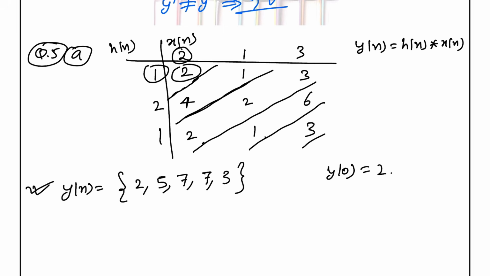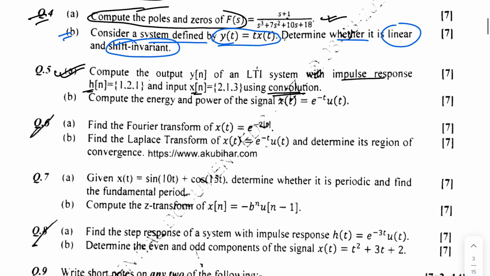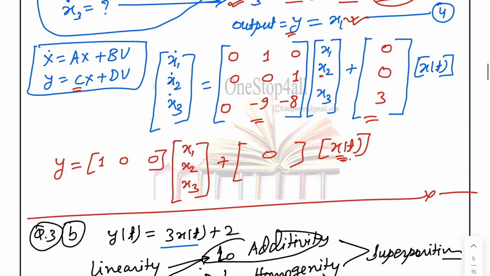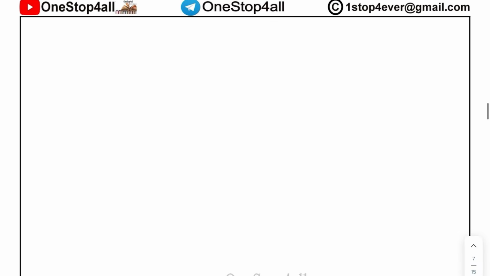So, that is the 5A. Now, we will go for the 5B. This is a simple question. Energy and the power of this signal we need to find. We already calculated this one in a previous lecture series. Now, again we will solve this one.